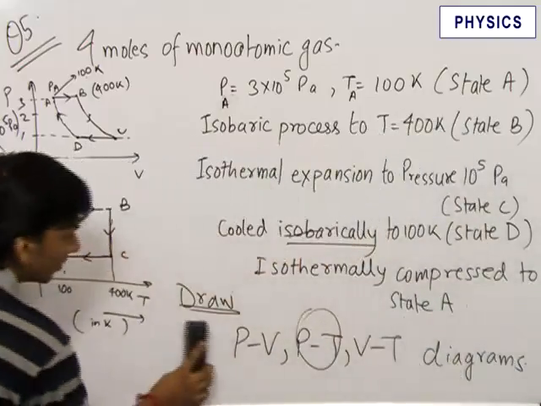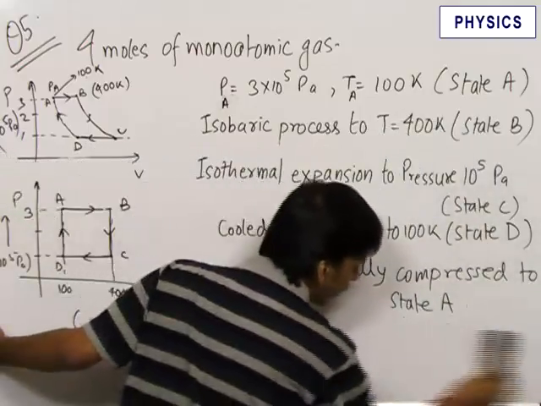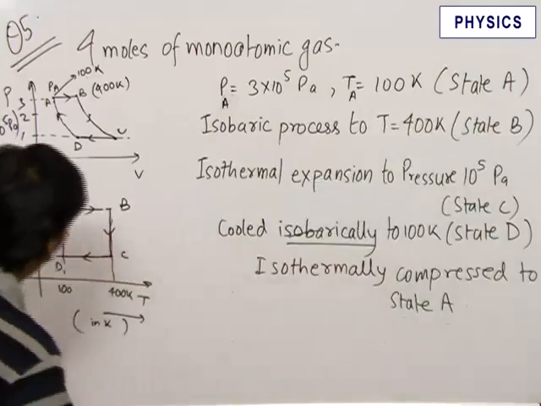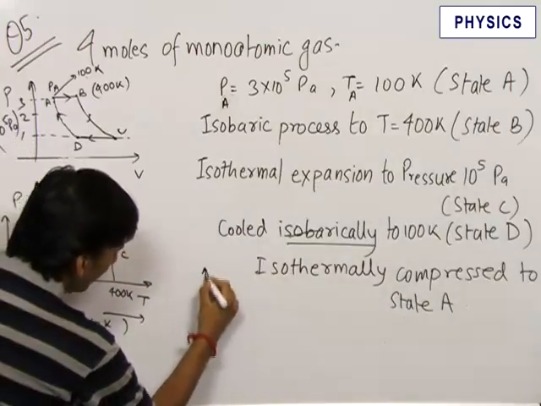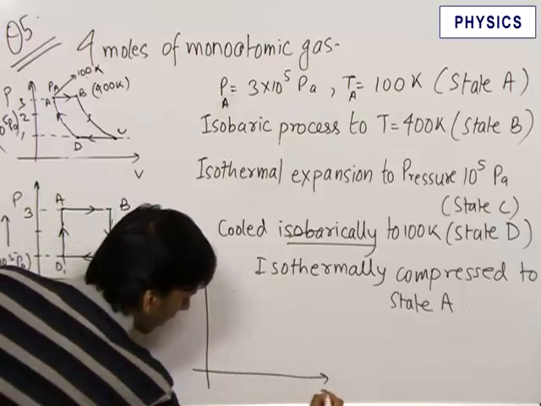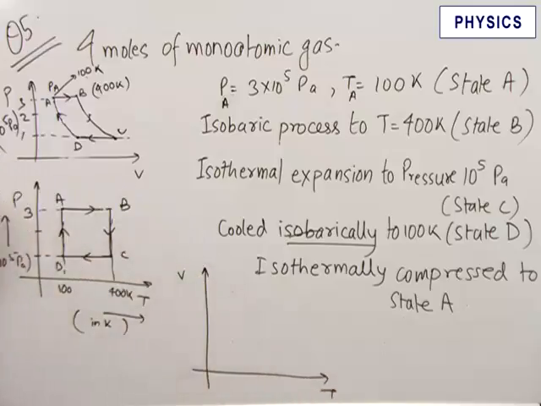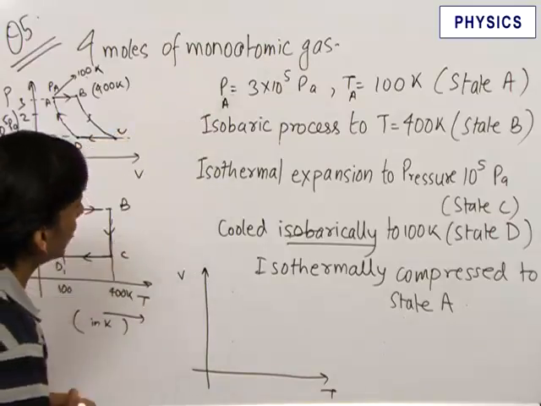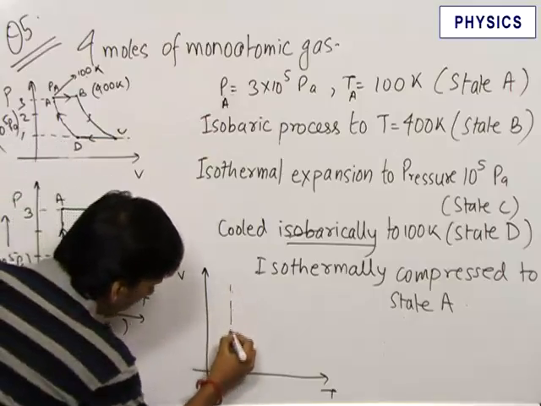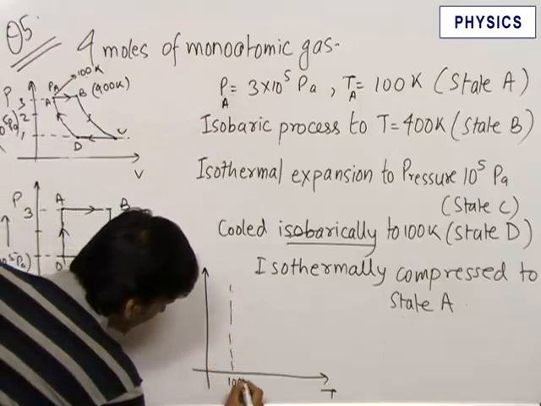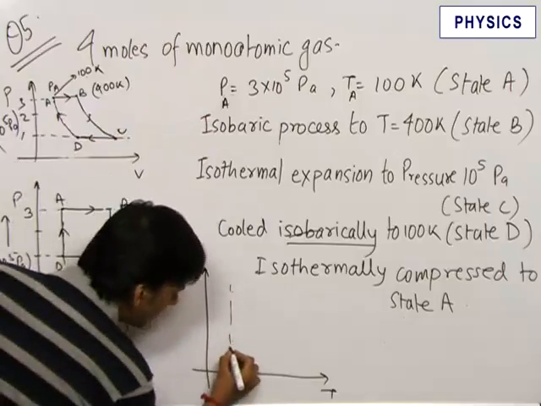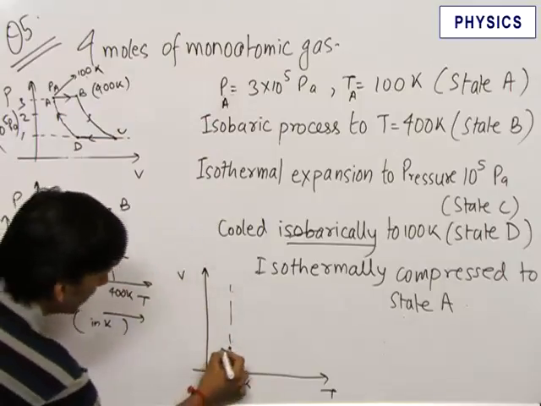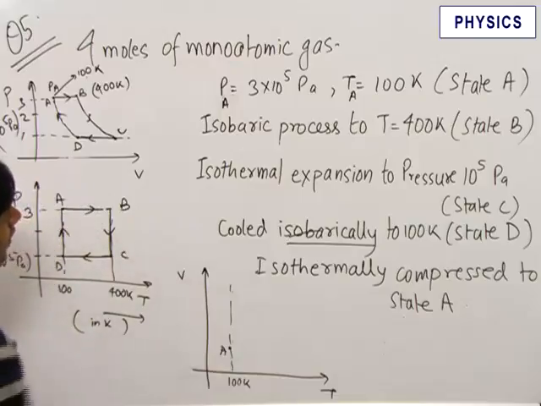Now we need to draw the VT graph, that is, the volume versus temperature graph for the gas. This is the most interesting graph which we'll draw now. The initial pressure was 3 into 10 to the 5 pascals and the temperature was 100 Kelvin. Let this be 100 Kelvin temperature, and let this point be A. This denotes a pressure of 3 into 10 to the 5 pascals.